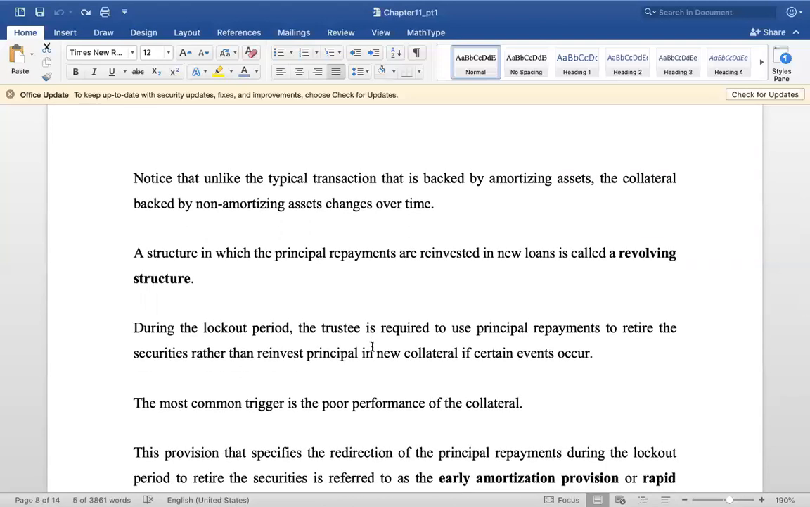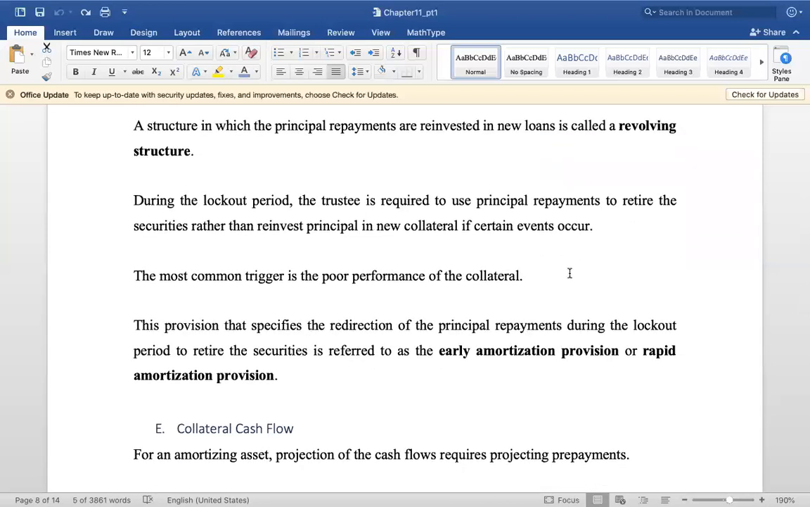You can notice the difference between the amortized assets and here the collateral backed by non-amortized assets changes over time, right? A structure in which principal payments are reinvested in new loans is called a revolving structure.